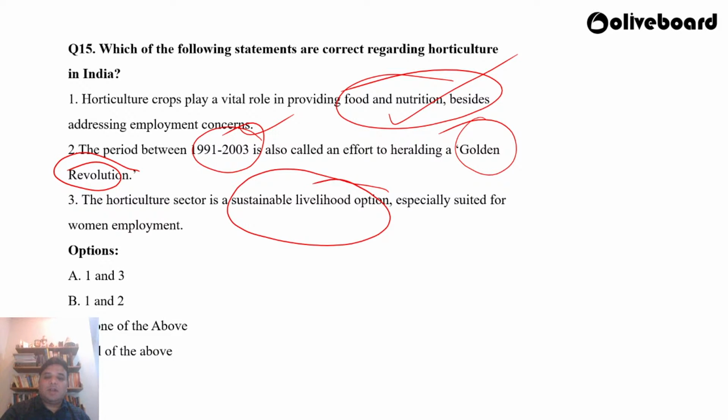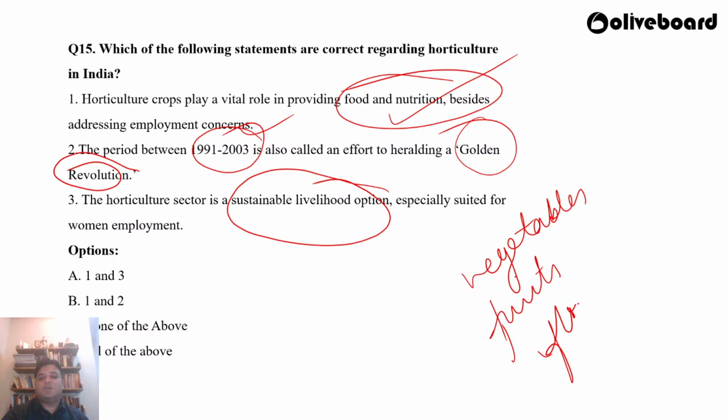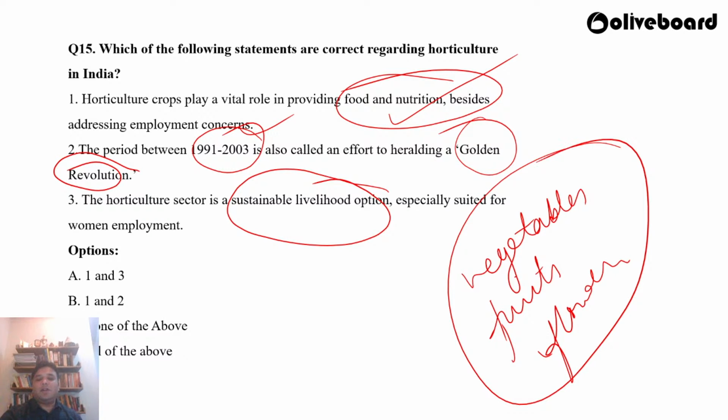Why? Because horticulture sector में क्या क्या included है? Vegetables, right? Fruits and flowers. And this is something that you can cultivate the year round. So it is a sustainable livelihood option. Okay, which is suited for women employment as well. ठीक है? Because इसमें manual labor ज़्यादा नहीं लगता. ज़रूर लगता है, but ज़्यादा नहीं लगता.